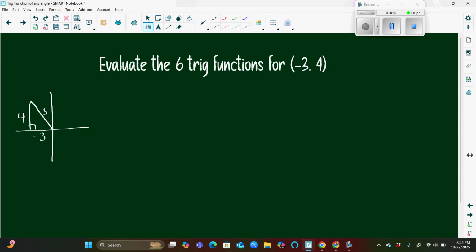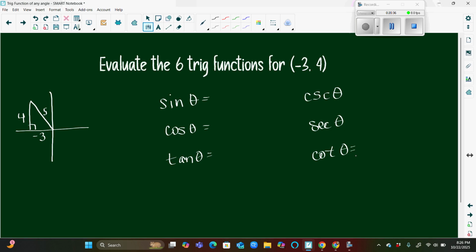All right, let's get our 6 trig functions. So we have sine theta, cosine theta, tan theta, and then the other 3, cosecant theta, secant theta, and cotan theta. I tell my students if they write it this way, it really organizes it very well.